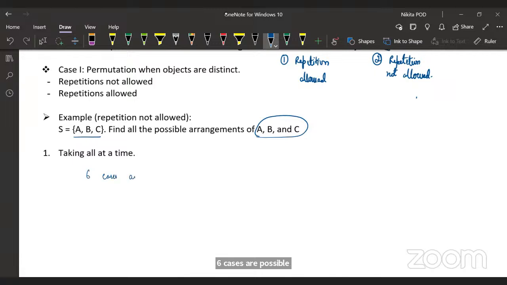Ma'am, 3 factorial. Okay, 3 factorial is 6 only, right? 6 cases are possible. I'm asking what all are possible. Ma'am, A, B, C, A, C, B, B, A, C, B, C, A, C, A, B, C, B, A.